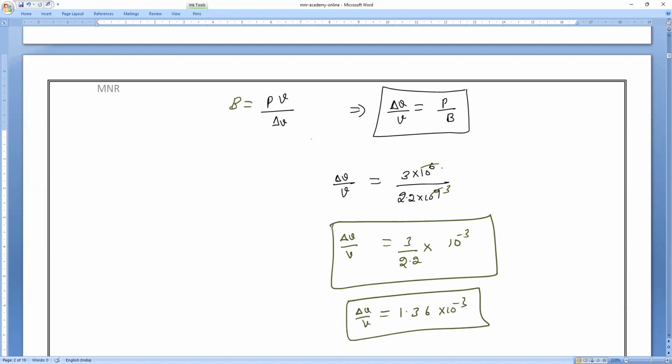Understand? Clear? Yes, sir. So that's what it is. Please note it. It's very, very important, and you all need to know it. It is compulsory. You have to solve this question.